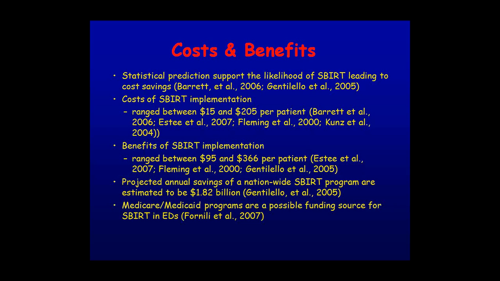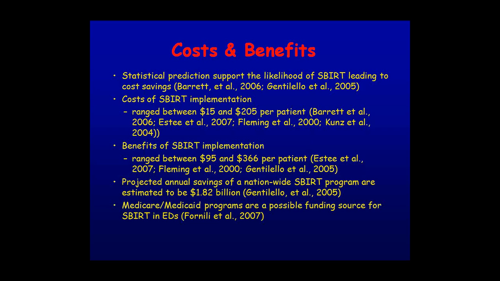Look at the projected annual savings. If we do it as a nationwide program, they estimate it to be $1.82 billion. So in a sense, it's worth spending the money on training and then getting as much of these savings. And if we look at the Medicare and Medicaid programs, they are a possible funding source for ESBIRT, and we're really trying to work with the insurers also. Now, for example, CCBHO and others are more and more able to provide codes to bill for the brief intervention.